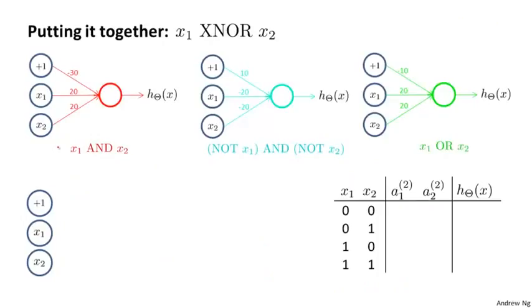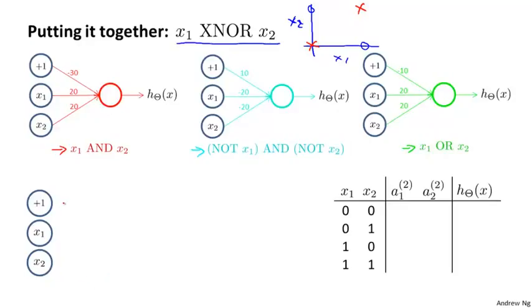Now, taking the three pieces that we have put together, that is the network for computing x1 and x2, the network for computing not x1 and not x2, and one last network for computing x1 or x2, we should be able to put these three pieces together to compute this x1 XNOR x2 function. And just to remind you, if this was x1, x2, this function that we want to compute would have negative examples here and here, and we'd have positive examples there and there. And so clearly this will need a nonlinear decision boundary in order to separate the positive and negative examples.